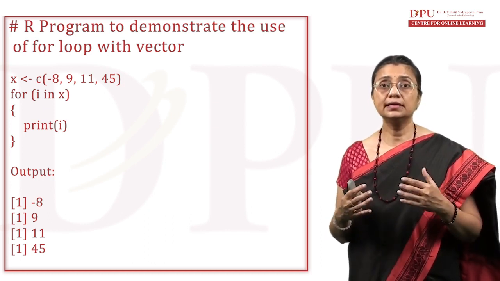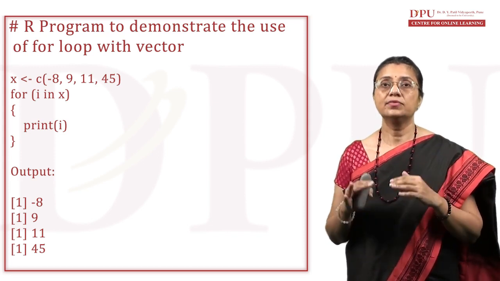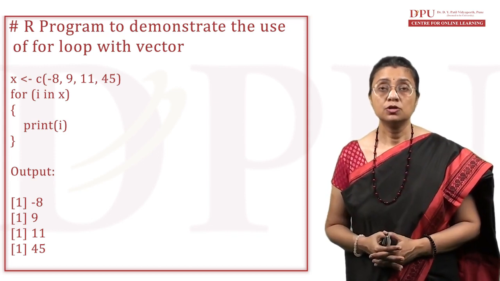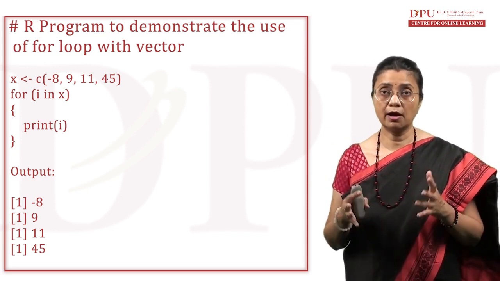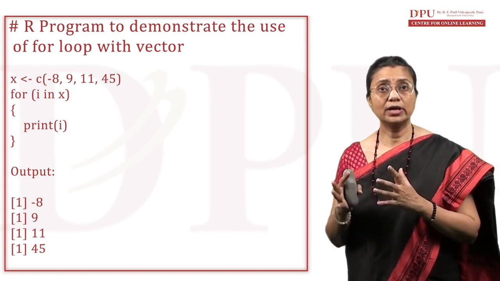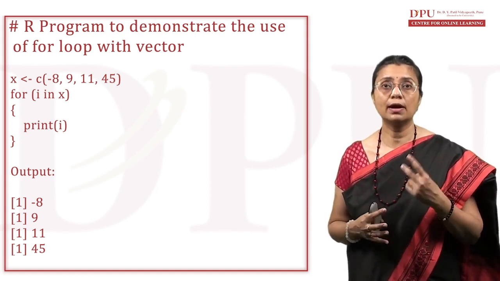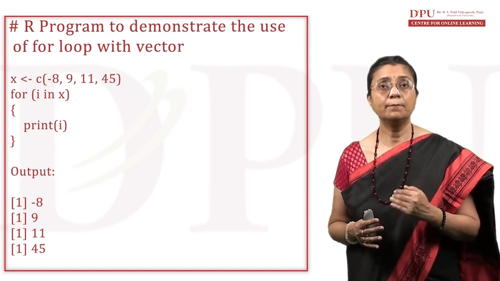So I am printing the value: the first element of x is stored in I, and that I is printed on the screen. So you can see that the entire vector is printed in the output box as seen clearly on the screen, and the entire vector is printed with just two commands. The first command is the for command and the second command is the print command.